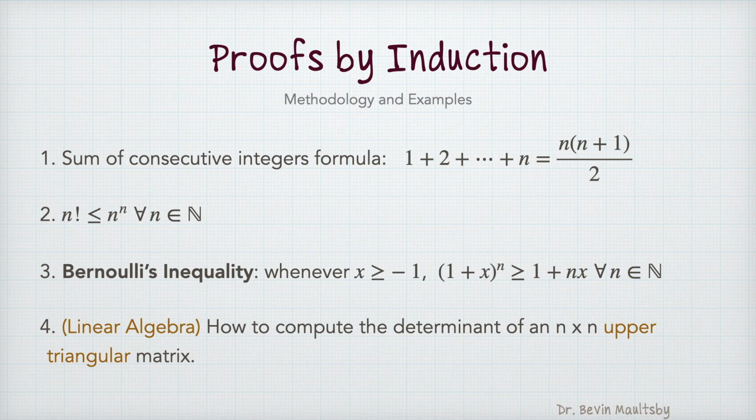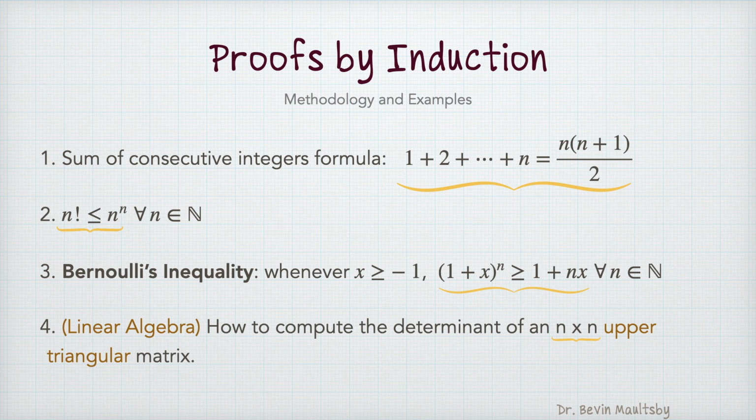What I hope you noticed in these 4 examples is that each of these is a formula involving positive integers. For example, the first one tells us that if n equals 5, then 1 plus 2 plus 3 plus 4 plus 5 is 5 times 6 divided by 2, or 15.